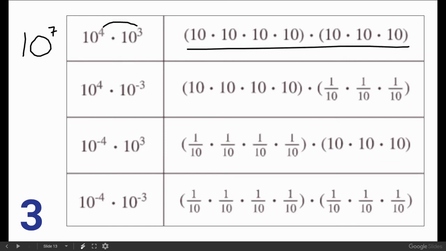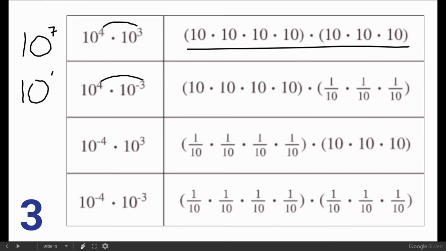Next up, 10 to the power of 4 times 10 to the power of negative 3. So again, we are adding exponents when we are multiplying like bases. So 4 plus a negative 3 is just 1. So we could either say 10 to the power of 1, or we could just say 10. In expanded form here, if you actually multiply it across, you'd get 4 10s on the top and 3 on the bottom, which leaves you with 10 over 1 after you simplify.